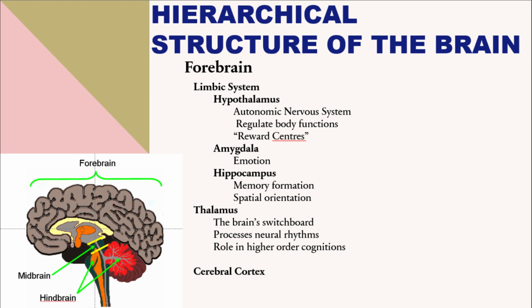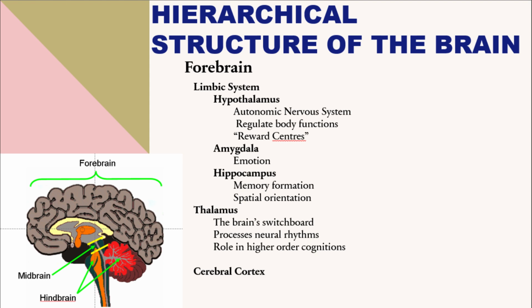The hypothalamus regulates various autonomic functions, including hunger, thirst, body temperature, and the endocrine system. The amygdala is involved in processing and regulating emotions, particularly fear and aggression. The hippocampus is essential for the formation of new memories and spatial navigation.